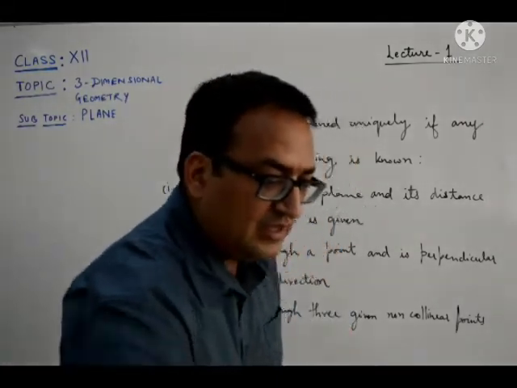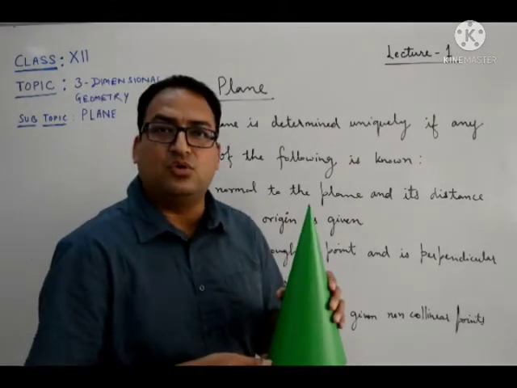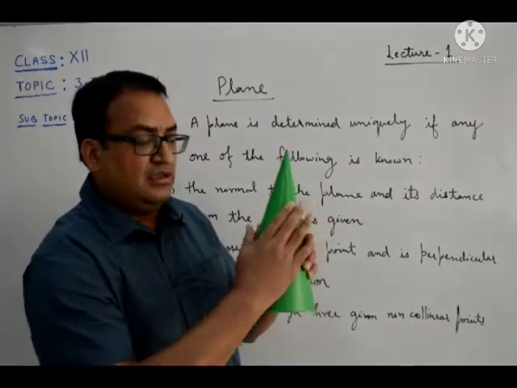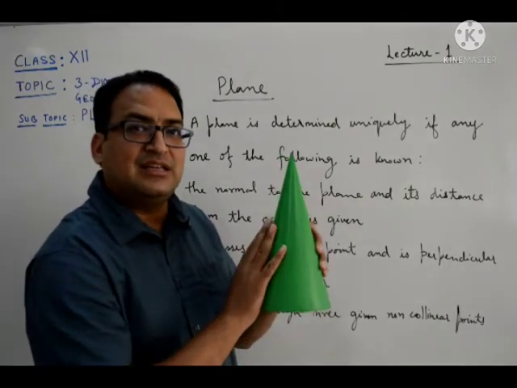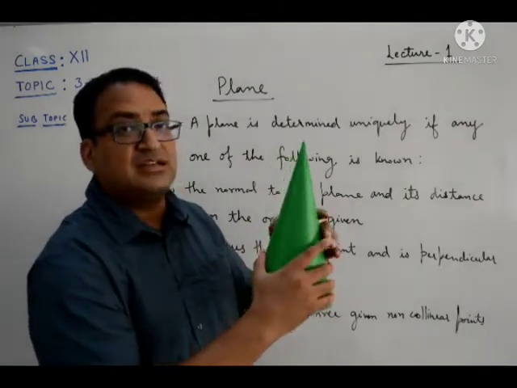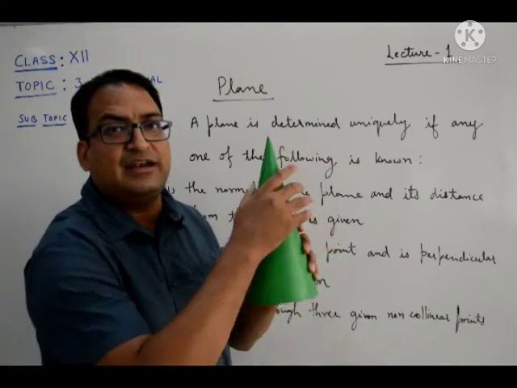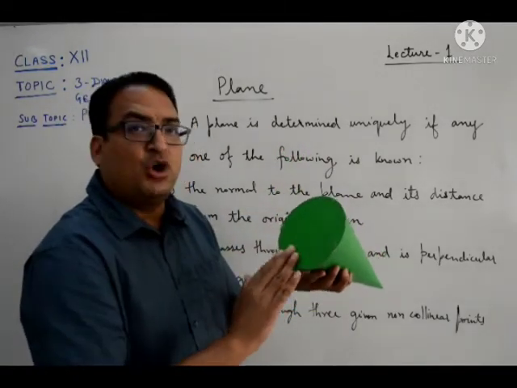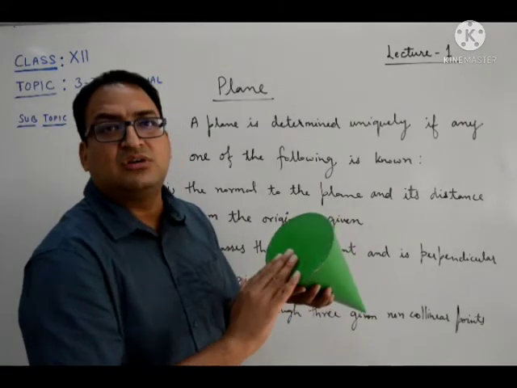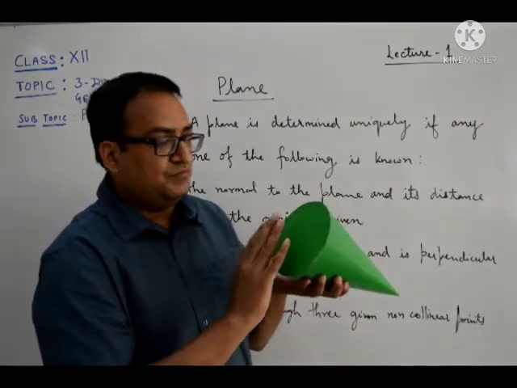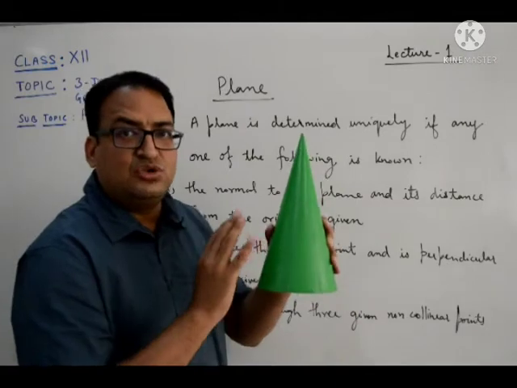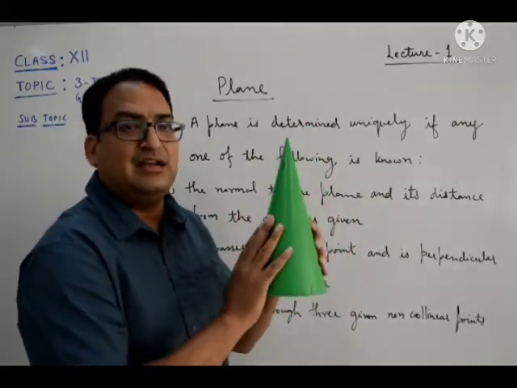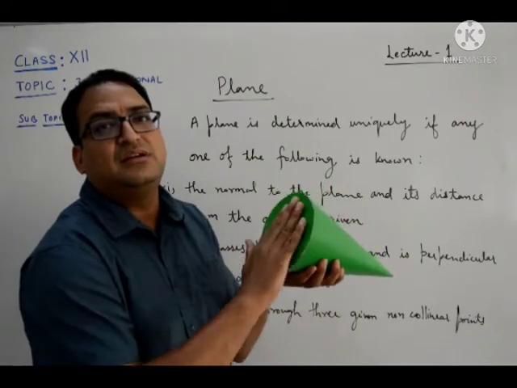For this, I have this right circular cone with me, and as you can see, this surface, you might have studied in class 10, is known as the curved surface area. The surface I am touching right now is known as the curved surface area, and the bottom is also a surface, right? Out of these two surfaces, you see this surface is not a plane, but this surface is a plane.